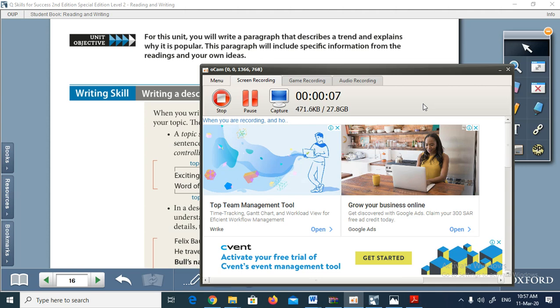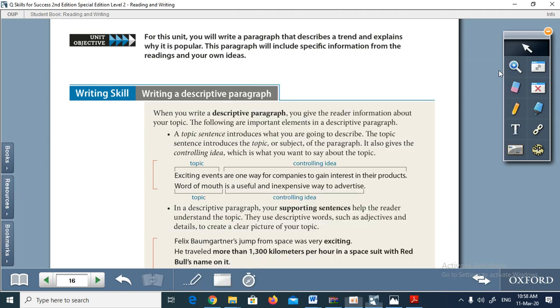Today we are going to talk about Q Skills, Reading and Writing, Level 2, Unit 1, writing section. And in this writing section, we have a topic: how to write a descriptive paragraph.